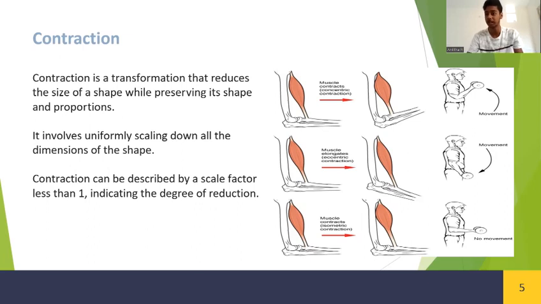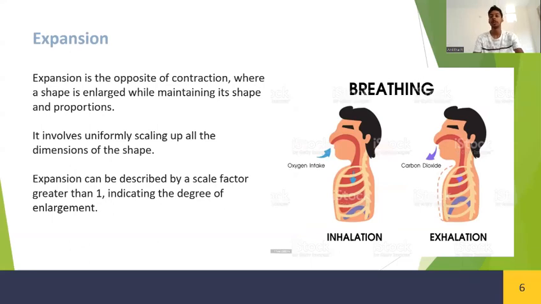If the scale factor is less than 1, then it's of course a contraction, indicating the degree of reduction. That's all about contraction. Now come to expansion. Expansion is the opposite of contraction. What is expansion?